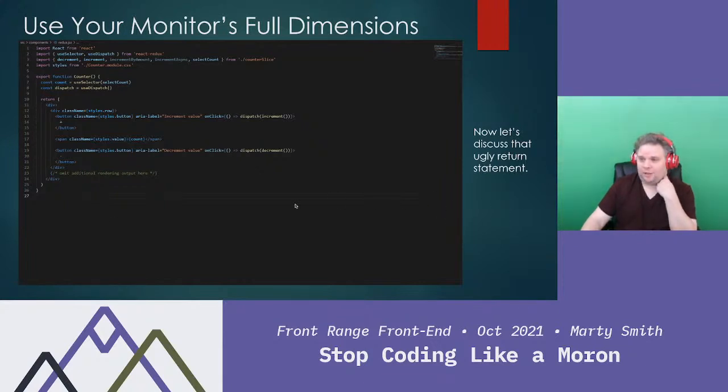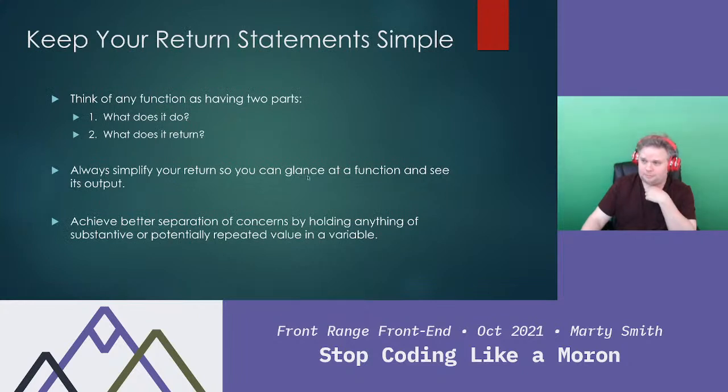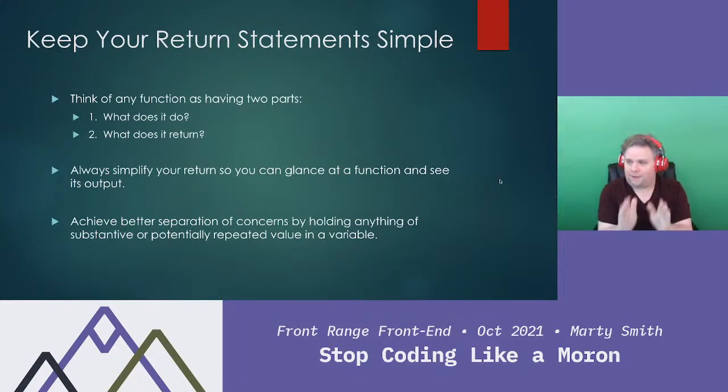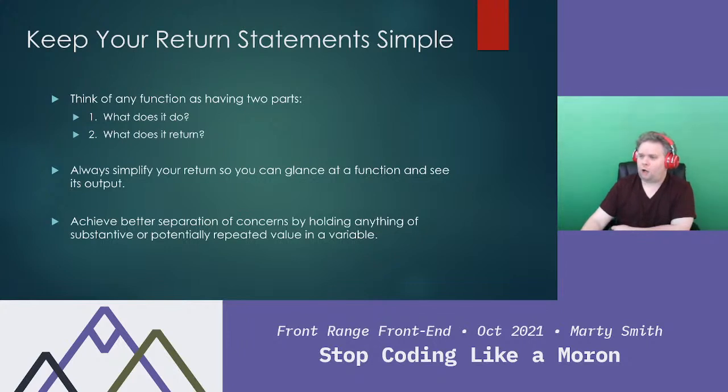Now let's talk about that ugly return statement. It's really, for me, a red flag when the return statement is 90% of the vertical real estate of your function, and you're going to see that improve in the next couple slides. Now, think of a function as having two parts. What does it do? What does it return? What does it return is simple. That was the return statement. What does it do is everything before the return statement.